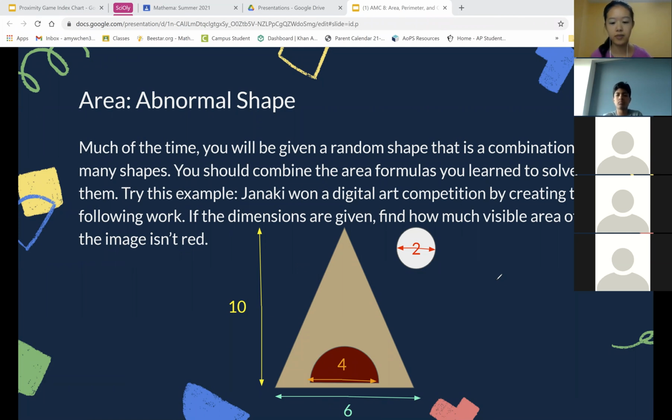Oh, the base of the triangle is 6. It says it.